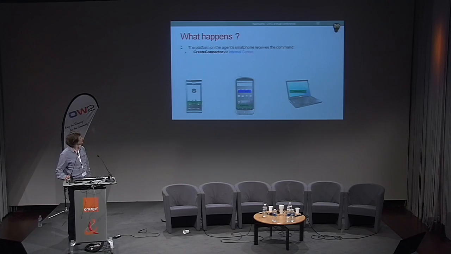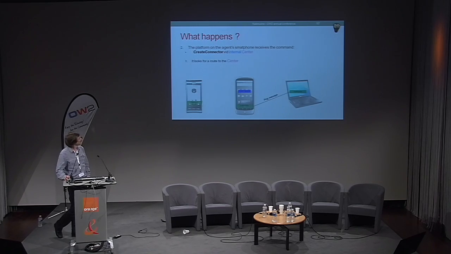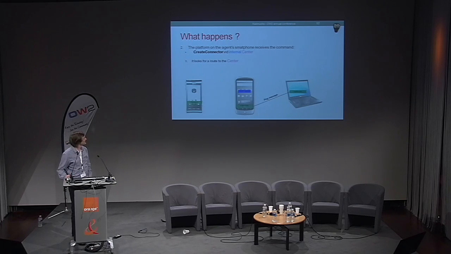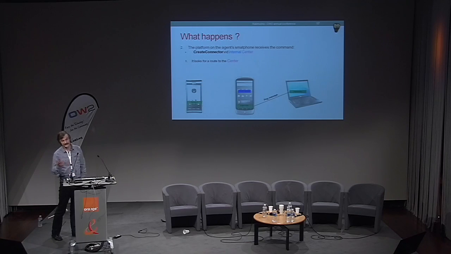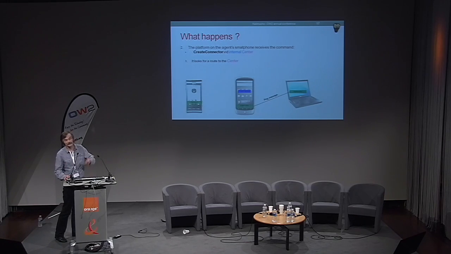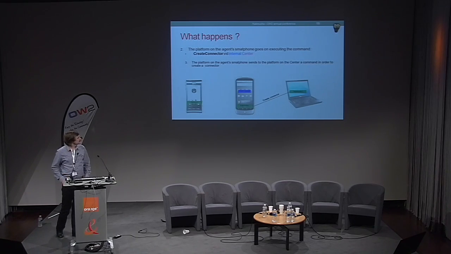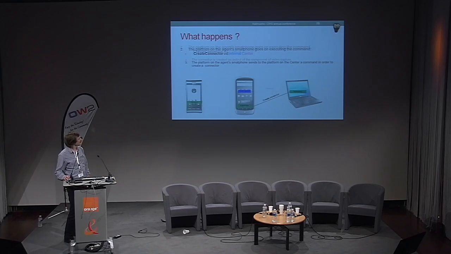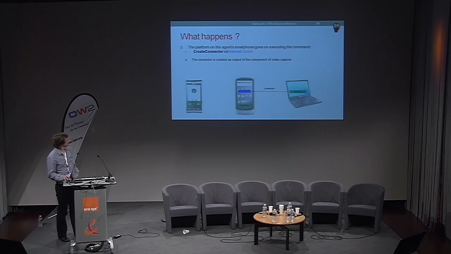In order to continue, we have to create a connector. To create a connector, the smartphone will try to find a route to the center. So it sends a message like a ping message, and it gets a reply, all well. Then the platform sends a command to create the connector, and the two parts of the connector are created, and the link is established.